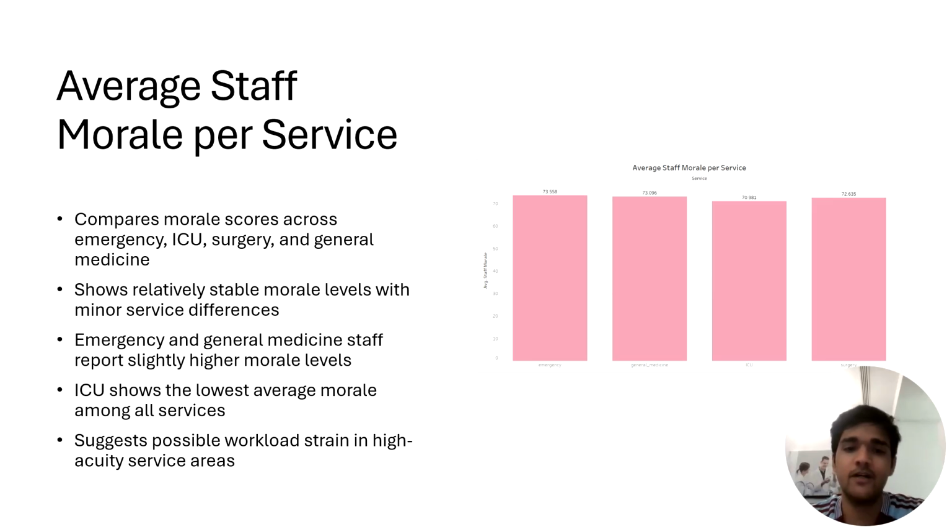This chart looks at the average staff morale across the different hospital services. Overall, it seems stable, but there are some differences. The emergency and general medicine staff appear to have slightly higher morale levels, whereas the ICU, however, shows the lowest morale, which aligns with the capacity pressure we saw earlier. This pattern suggests that workload intensity may be affecting staff well-being. Monitoring morale is important because it often influences patient outcomes and team performance.